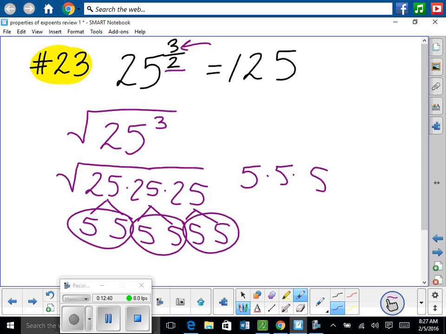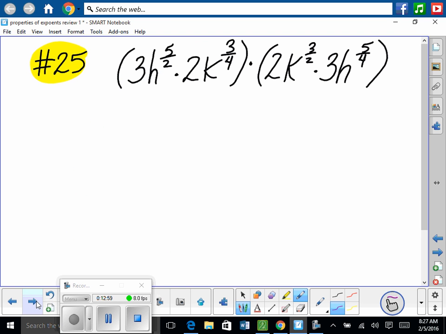So this is how to do it the long way, and this is how to do it with your calculator. But like I said, if you get a decimal, I do expect you to rewrite it as a radical and then break it down by hand. So there is one on there where you will have to do that. Okay, questions? Okay, number 25.